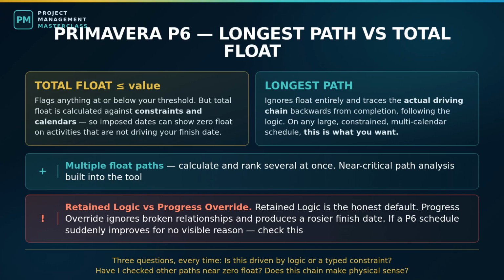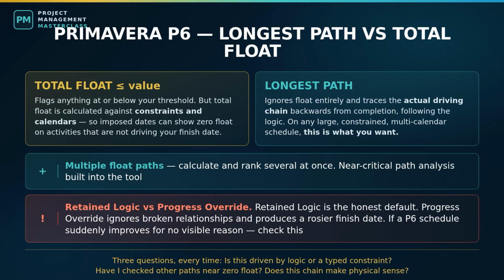On any large, constrained, multi-calendar schedule, longest path is what you want. P6 also gives you multiple float paths. You can calculate and rank several at once, so you see not only the driving chain, but the second, third, and fourth most critical chains in order. That is near critical path analysis built into the tool.